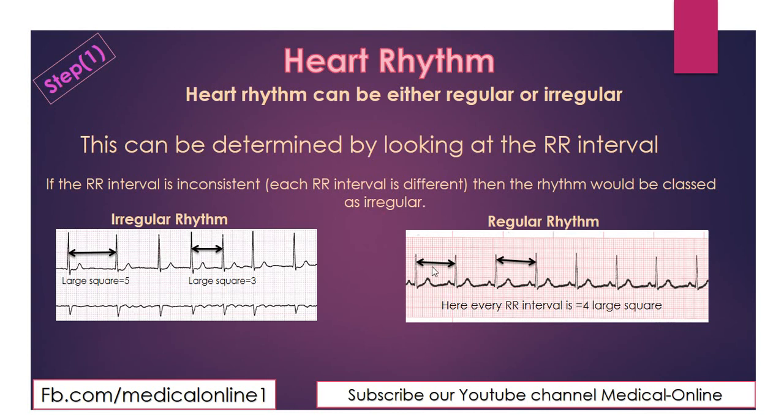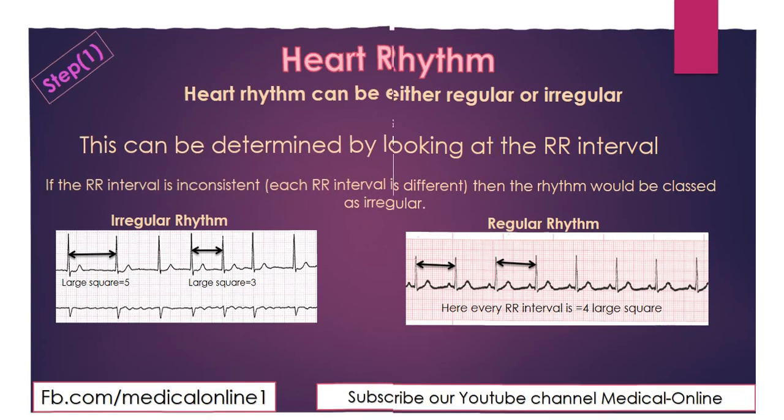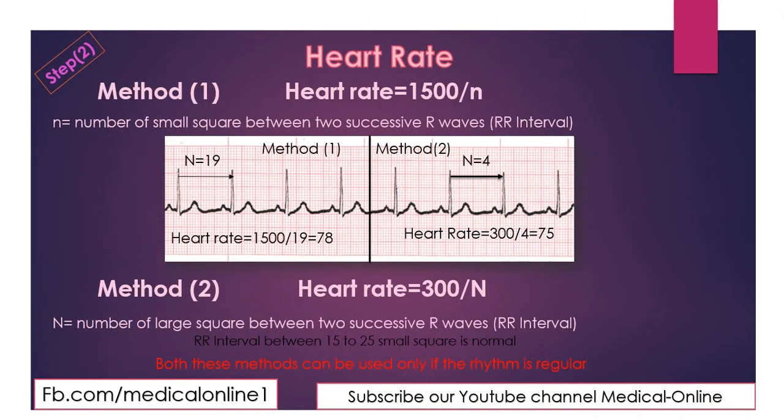And in this strip, I have given you a regular rhythm, having 1, 2, 3, 4, here 4 large squares, here 4 large squares. Each and every RR interval has 4 large squares, so it is a regular rhythm. It is very simple to class your ECG as regular or irregular just by looking at the RR interval. If the RR interval is inconsistent, I mean each RR interval is different, it will be classed as irregular, otherwise it will be regular rhythm.